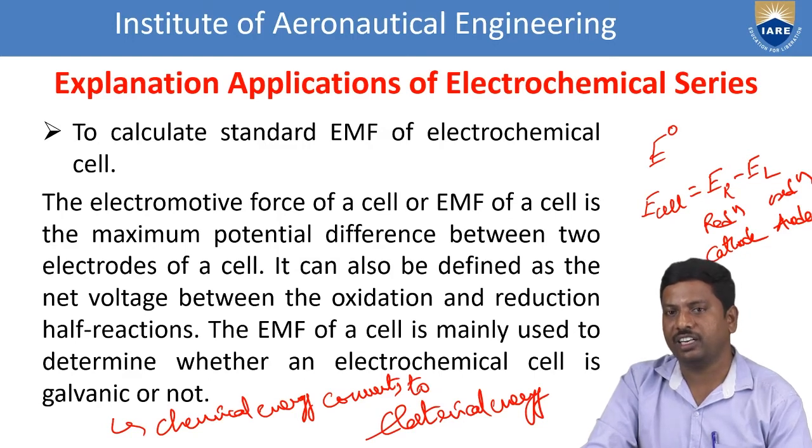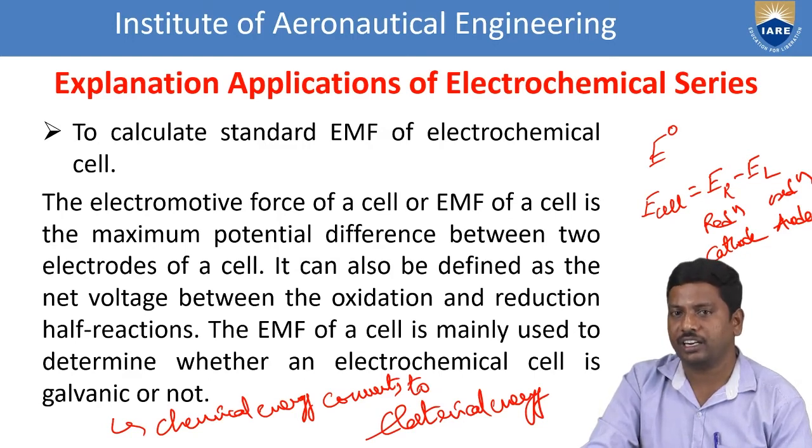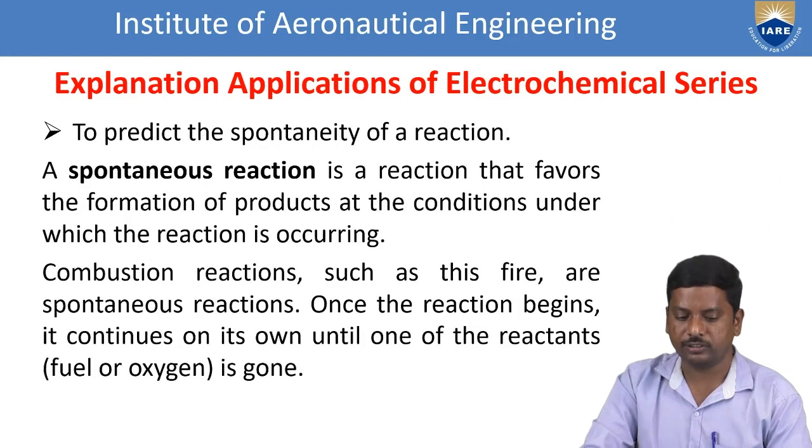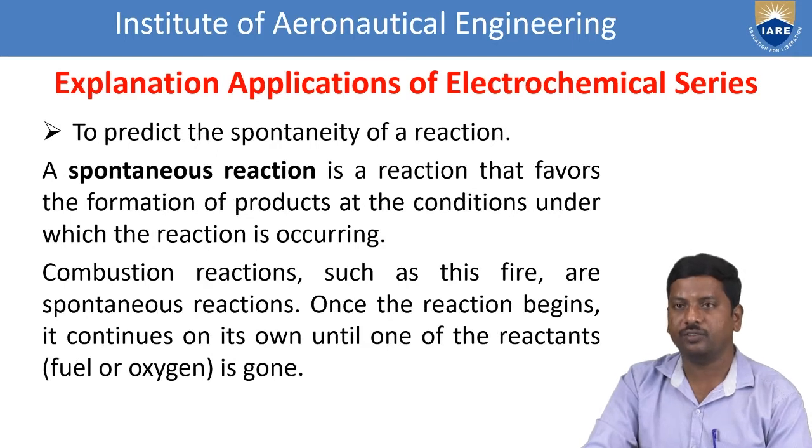That means if it is galvanic, the chemical energy converts into electrical energy. If it is electrolytic, what happens? The reaction should be reversed. That means electrical energy converts into chemical energy. And the next one is to predict the spontaneity of the reaction.